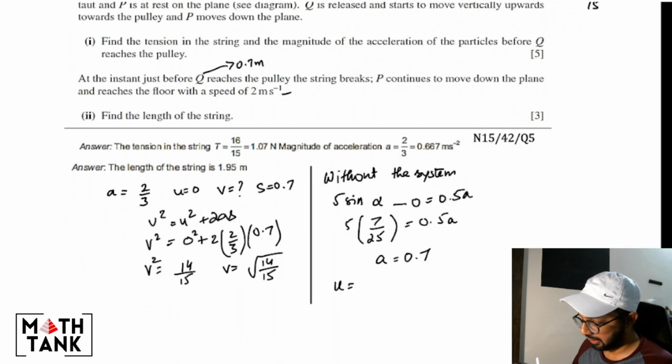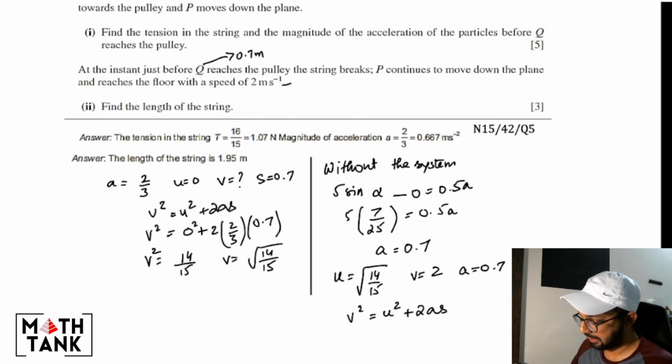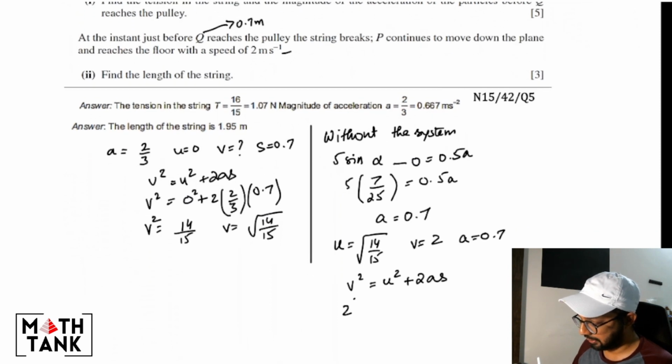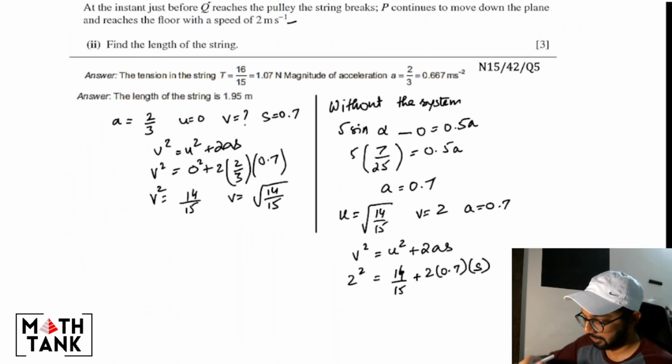So I am still accelerating. My starting speed is root 14 over 15. My ending speed is 2. My acceleration is 0.7. So I get v square equals u square plus 2as. Again, 2 squared, I'd get 14 over 15 here. The squares and root would cancel out. My acceleration is 0.7. I need to figure out what distance I was traveling. So that will help me sort of solve the question. How is that going to help me solve the question? Let's just wait for the answer and then we can go back to the diagram and see.